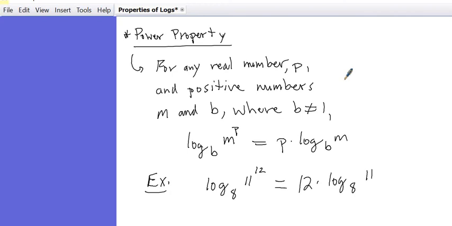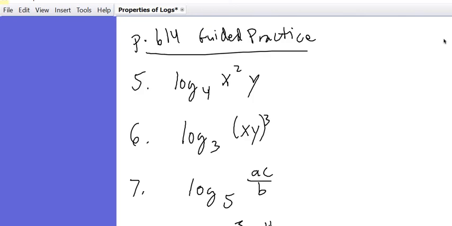There will be instances where we use this and it becomes very useful. All right, let's look at some examples. Let's take a look at page 614 in our book. This is the guided practice, starting with number 5. When we work these problems, we're going to use the properties that we've learned. We're going to use two different properties in this first problem. The first is where we separate the product. But at the same time, we're going to use the power property, which puts that 2 in front. So here we go.